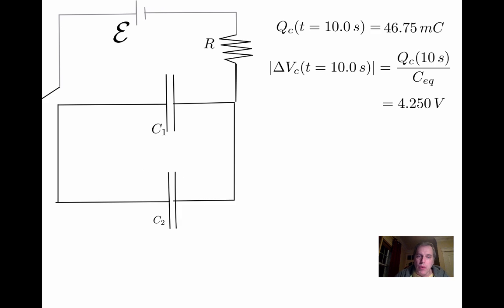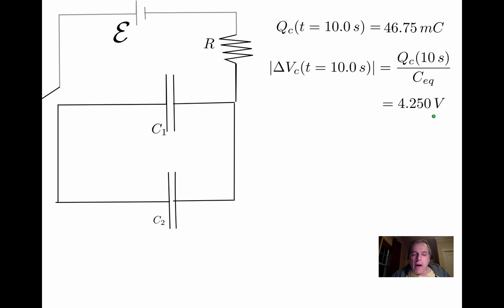So that was the original circuit, and now we found that this Q here is Q on the equivalent capacitor. That was this value here. The voltage on the equivalent capacitor we found was 4.25 volts. That's what we did before. Now, we use the fact that C1 and C2 are in parallel, so they both have the same voltage. They both have a voltage of 4.25 volts across them. Now we can find the charge on C1. By the way, all the values I'm talking about here are at 10 seconds.